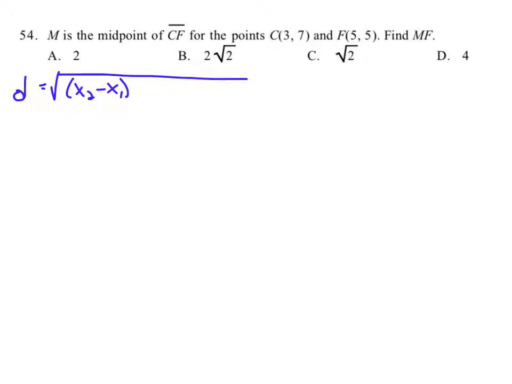x2 minus x1 squared plus y2 minus y1 squared, and then all square rooted. And that's based in the Pythagorean theorem. I'm happy to talk to you individually and to explain why if you didn't already catch that.